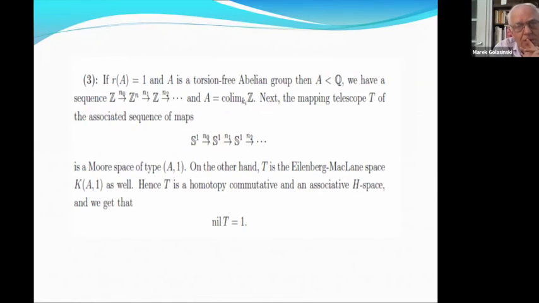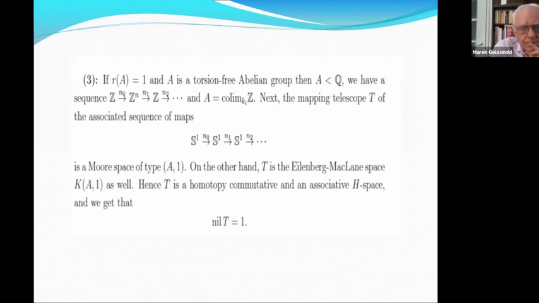Now consider a group which has rank 1 and is torsion free. So somehow we repeat here this construction from n greater than 2. If you have A and this is a torsion free group, then this group is a colimit of cyclic groups. And also applying the construction from before, namely the mapping telescope, we have just a sequence of spheres, and we get a Moore space of type A,1.